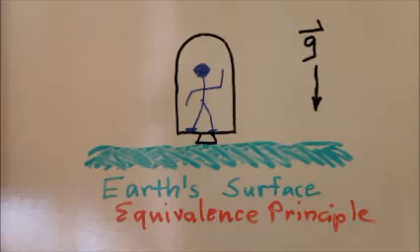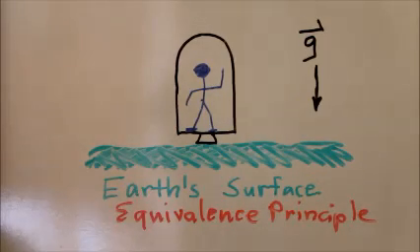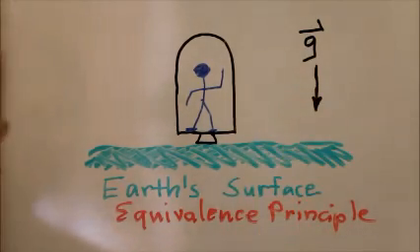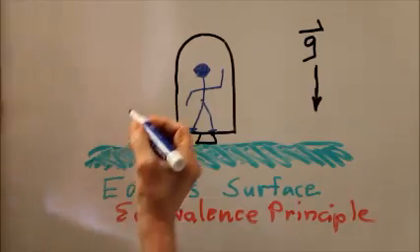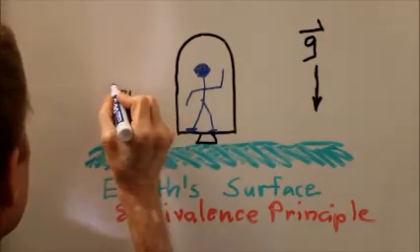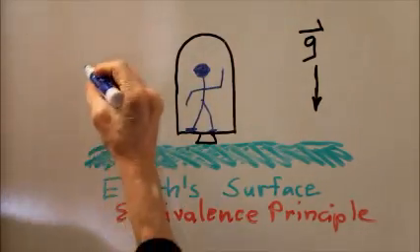For example, imagine a space capsule, a spaceship sitting on the surface of the Earth. Gravitational pull causes you inside that ship to feel a certain force. That force, of course, depends on how heavy you are, but it is your weight. You experience a certain acceleration vector which produces a downward force.